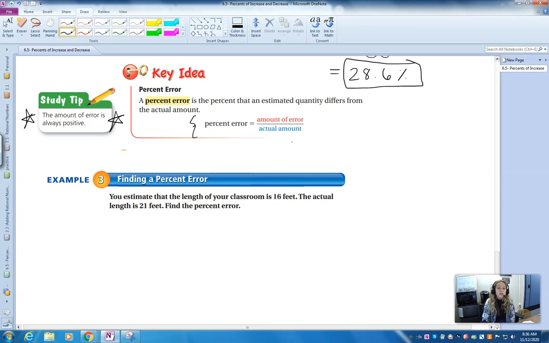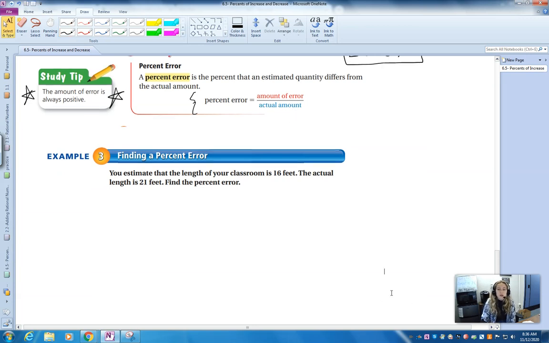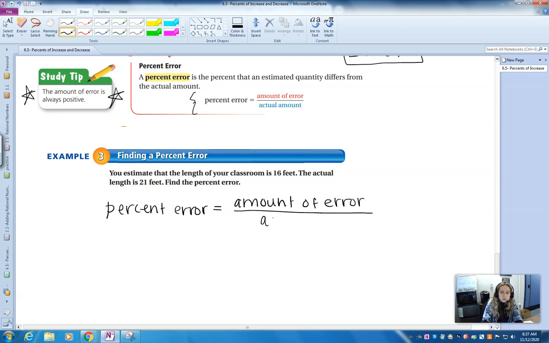Okay, so let's take a peek at this example and we're going to apply this formula. So you estimate that the length of your classroom is 16 feet. The actual length is 21 feet. Find the percent error. Okay, so let's write down the formula. Percent error equals amount of error over the actual amount.